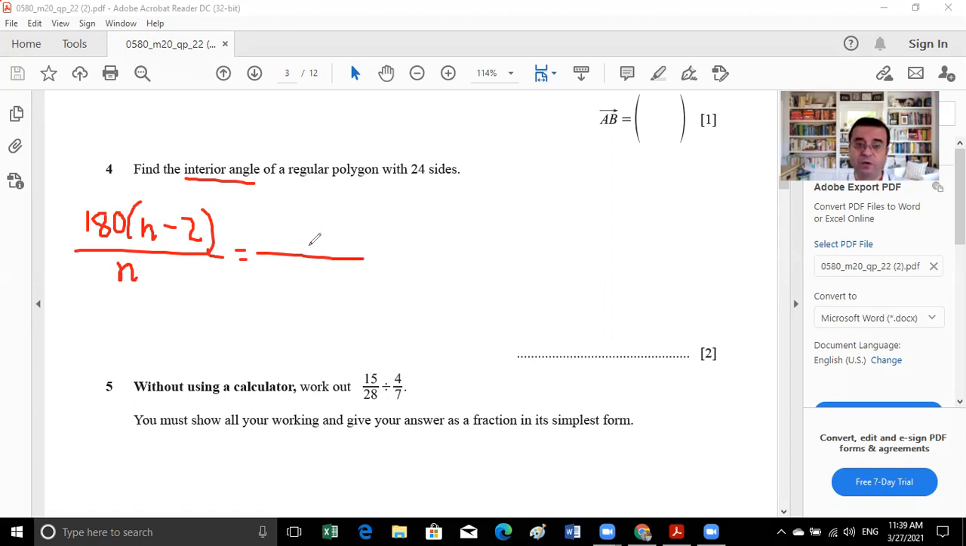So I go here, find the interior angle with 24 sides. So n equals 24. So I go 180 times 24 minus 2 over, what's the number of sides? 24. Can you give me the answer? 165. And this is the answer for interior angle. Okay, that's the method number one.